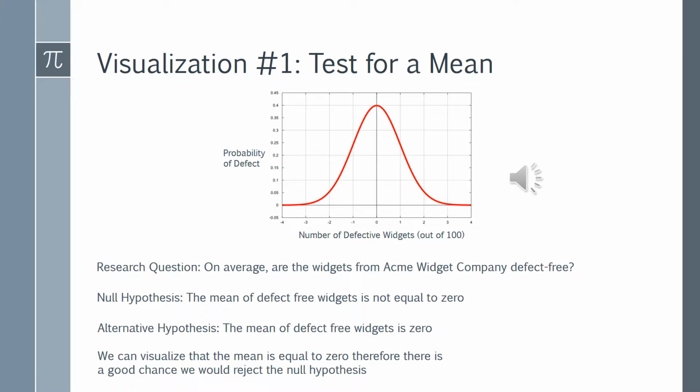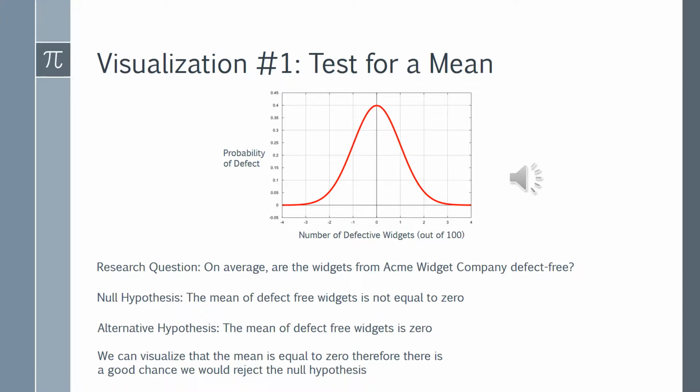In these visualization tests, we are asked to state and justify the null and alternative hypotheses for each scenario. The first is a test of a mean. The research question states, on average, are the widgets from Acme Widget Company defect-free?